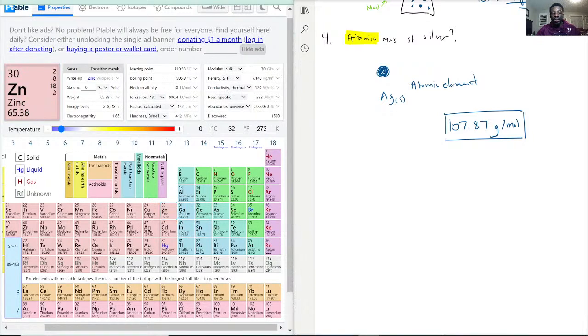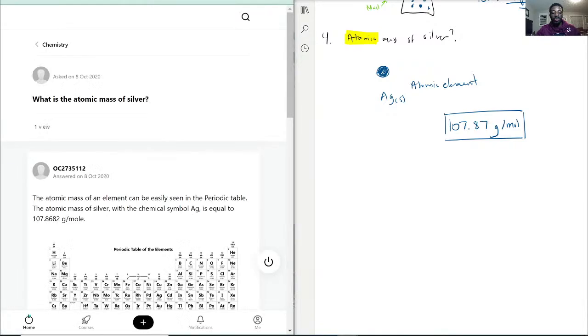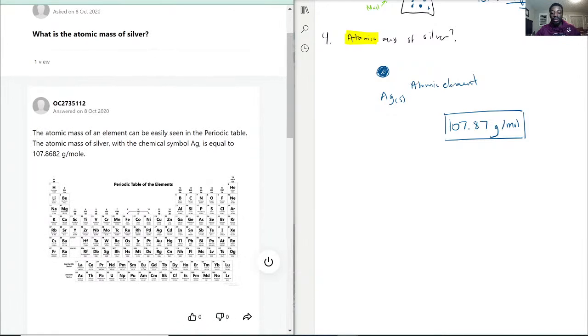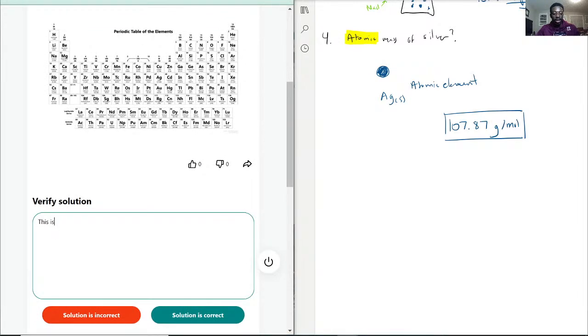So with that being said, if they were to ask, and this would be a trick question in a sense, the atomic mass of oxygen, you would not multiply by 2. It would just be what it says right there, because they're asking for the atomic mass of an oxygen atom, not an oxygen molecule. And they do have 107.8682 grams per mole, and this is correct.